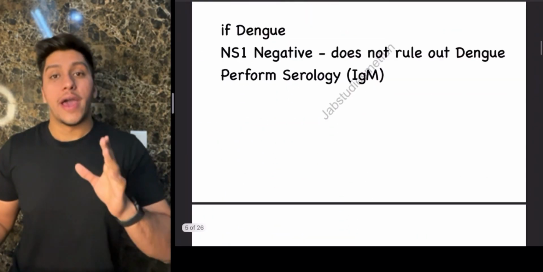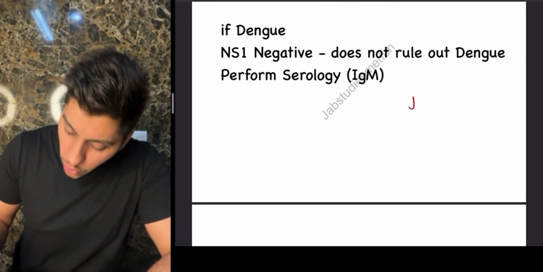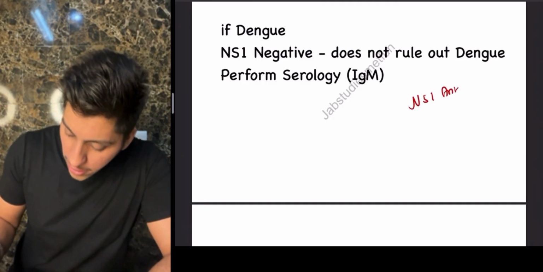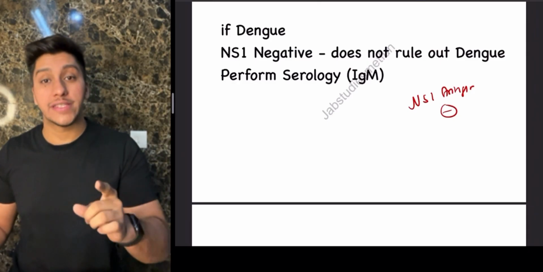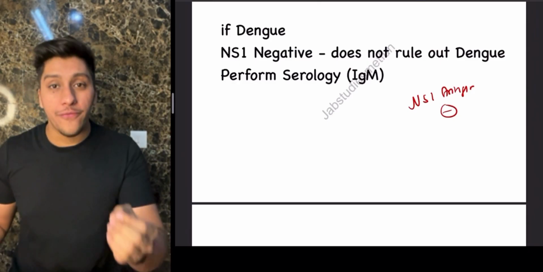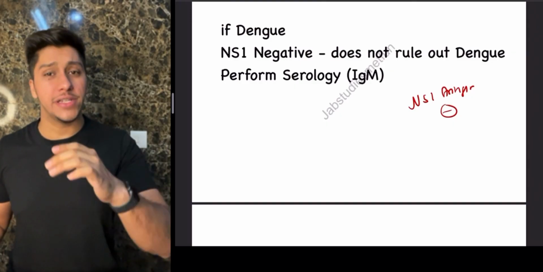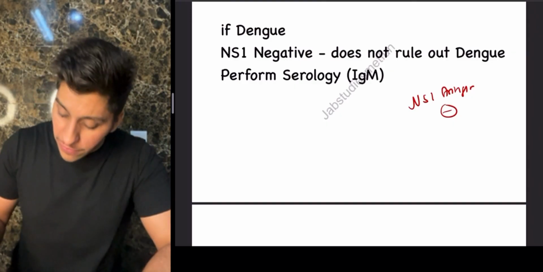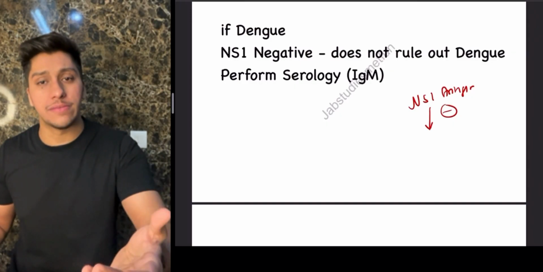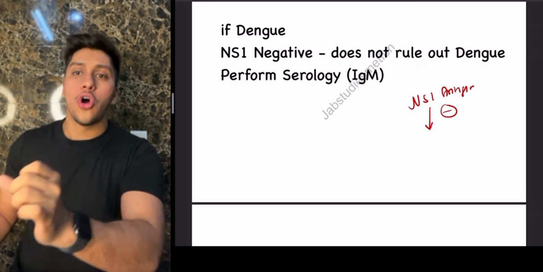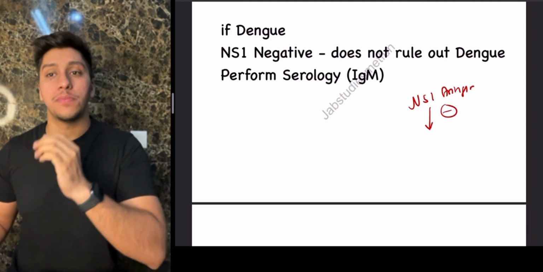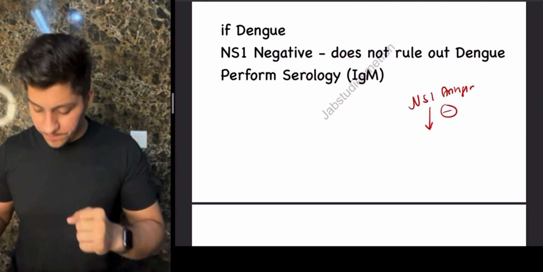If you go for an NS1 antigen, you might get a negative test. That does not rule out dengue, because as I told you, after 7 days the sensitivity of NS1 antigen is reduced. So even if it's the 8th or 9th day after onset of symptoms and the NS1 is negative, for confirmation always do a serology. That is going to be your IgM serology.